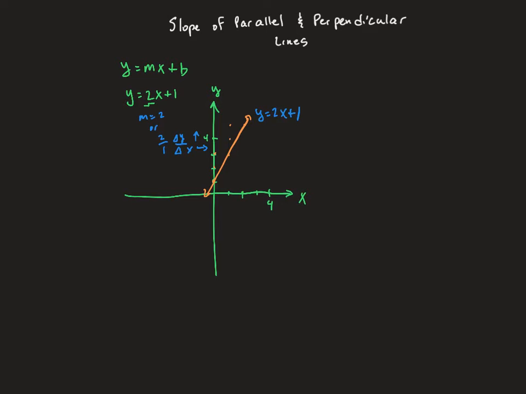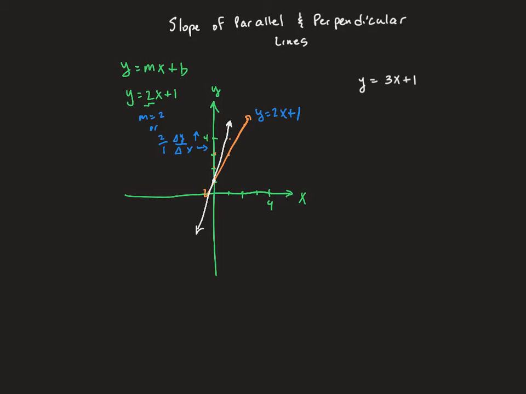Now, a parallel line is going to have the exact same slope. So if I have y equal to 3x plus 1, I may start here, but I'm going to have a different slope. Same y-intercept, but a different slope. So those are not going to be parallel. They're going to end up intersecting somewhere.